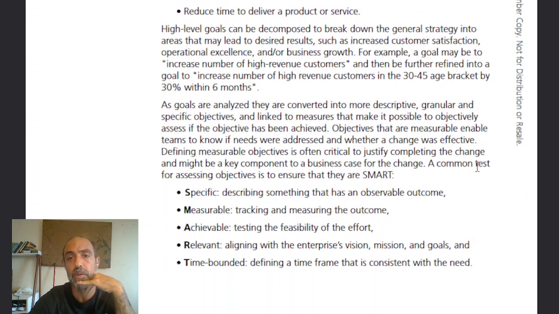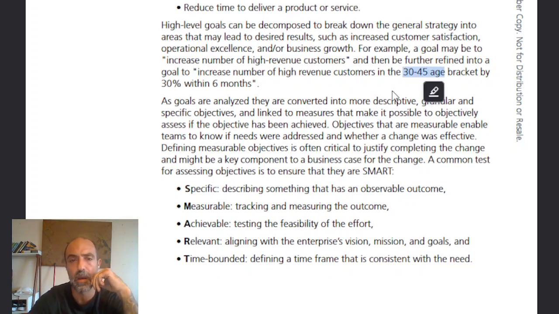High-level goals can be decomposed to break down the general strategy into areas that may lead to desired results. By high level, I think they're talking about goals that affect the entire organization instead of different departments in it. For example, increased customer satisfaction, operational excellence or business growth. For example, a goal may be increase number of high revenue customers, and then further refined into the goal to increase number of high revenue customers in the 30-45 age bracket by 30% within 6 months. So that's them going into detail on what it is that we're trying to do. How they chose the 30 to 45 age bracket, I have no idea.